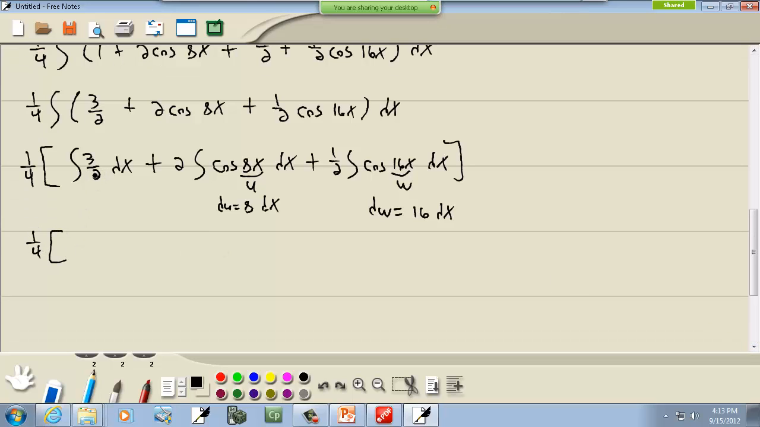Now I'll go ahead and do this one. The integral of 3/2 is 3/2 x. Plus, I need an 8 inside, so I'll offset it with a 1 over 8 out in front. And on this next one, I need a 16 inside, so I'll offset it with a 1 over 16 out in front.